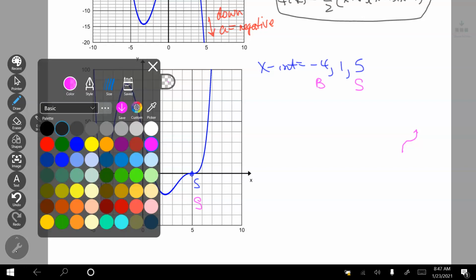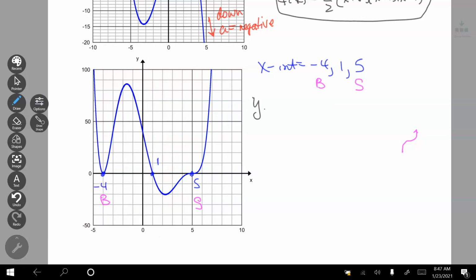So when I write my equation, y equals a, always a. First set of parentheses, x plus 4, I got to put a squared on it because of the bounce. X minus 1, nothing special is happening there. And then x minus 5 with a cube because of the squiggle snake.